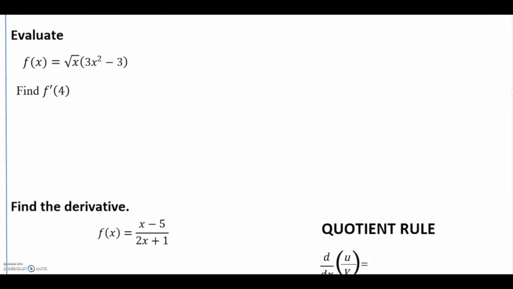Moving ahead, let's look at an evaluation problem, where we have f of x equals square root of x times the quantity 3x squared minus 3, and we want to find f prime of 4. And the reason I want to bring up this example is to make a point. And that point is, don't use the product rule if you don't have to. The product rule has multiple parts to it, makes things look a little bit more complicated at first, and there's a higher likelihood that you make mistakes with it.